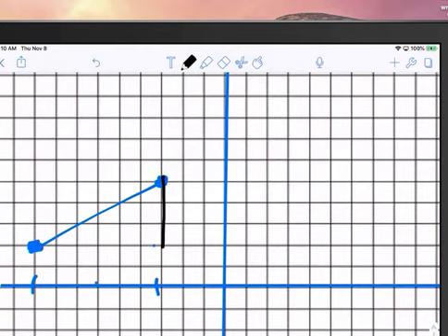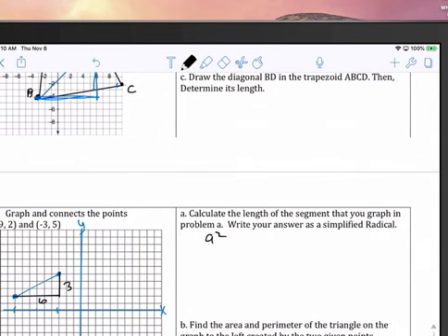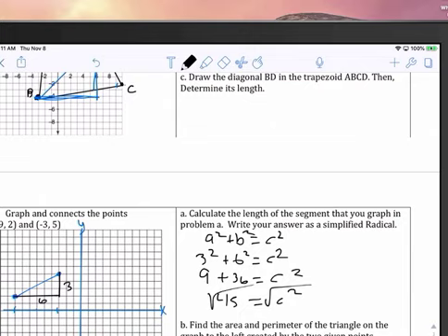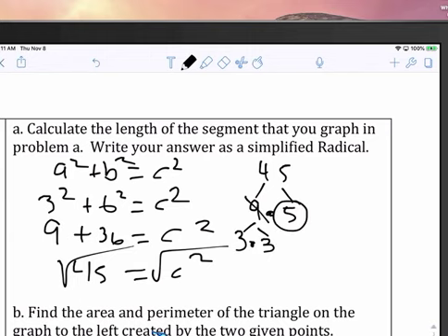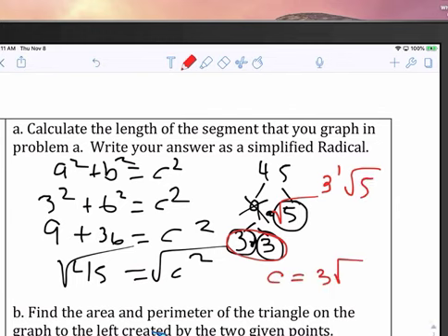Just like the other one. That's 3. That's 6. So a squared plus b squared equals c squared. 3 squared plus 6 squared equals c squared. 9 plus 36 equals c squared. 45 equals c squared. Take the square root. Now here's what's important. 45 is 9 times 5. You can't break down 5 anymore, so it's part of our answer. 3 times 3, that's not part of our answer because it's been broken down to 3 times 3. So my answer is 1 pair of 3, so 3 to the first with radical 5. So C is 3 radical 5.